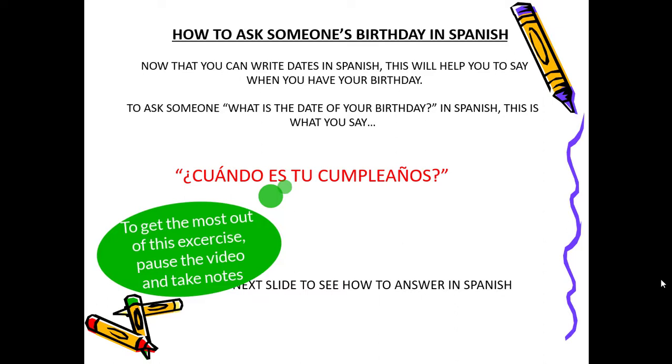Now literally that translates to when is your birth date, or how many years have you completed? When do you complete that many years? ¿Cuándo, when, es, tu, your, cumpleaños, the day that you complete another year, right? Cumple, cumplir, to complete, años, year, completed years. When is your completed year's date? Now that's the literal translation. Idiomatically, you're just saying, when is your birthday?